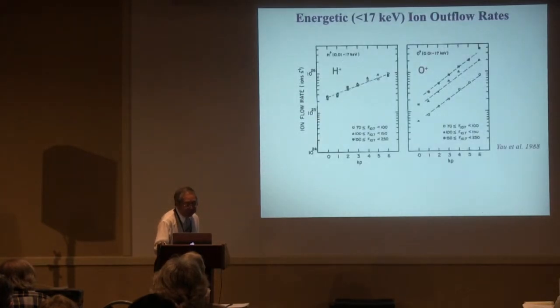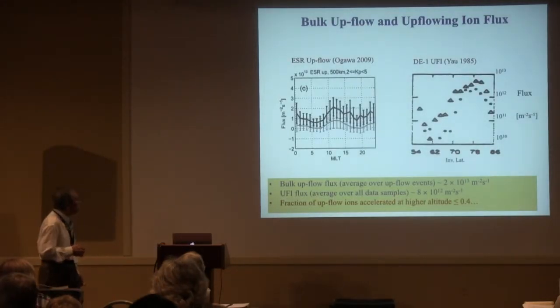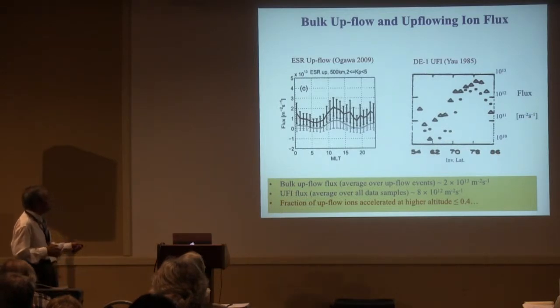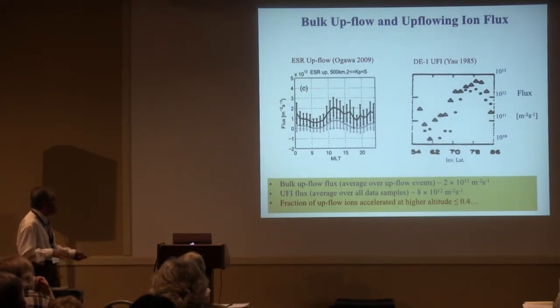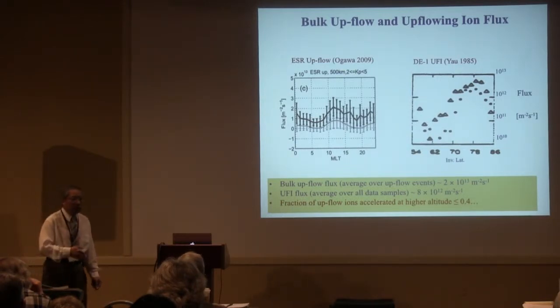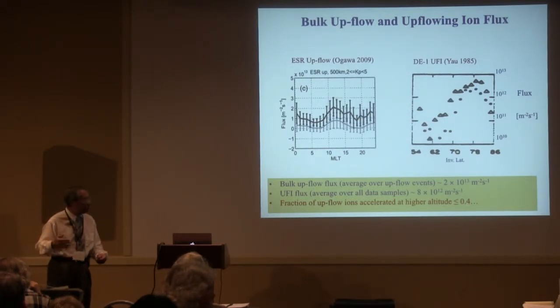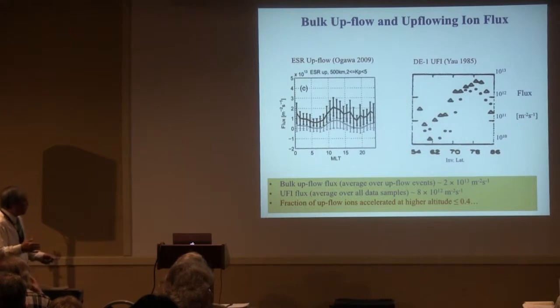I'm going to skip the details of the energetic ion outflow results because we have seen this before, but rather go straight to the comparison between the thermal energy component, namely bulk upflow, and the superthermal ions, namely the upflowing ions. Now, admittedly, it's always tricky to compare thermal outflow at low altitude with superthermal outflow at high altitude. It's a little bit like comparing apples and oranges. But nevertheless, I'm going to do it anyway.